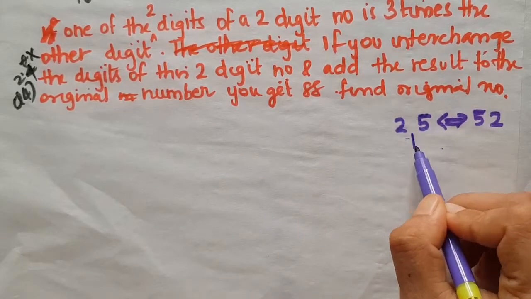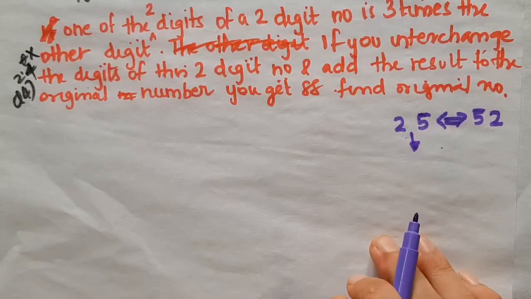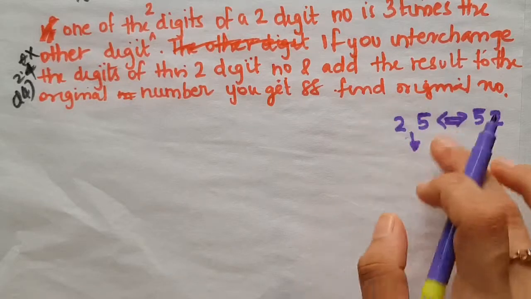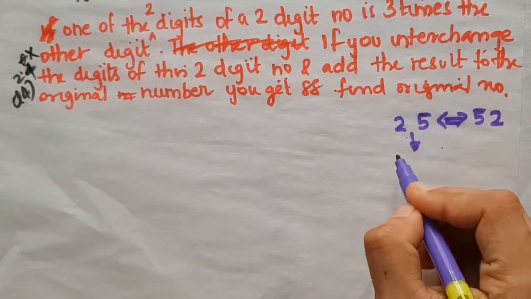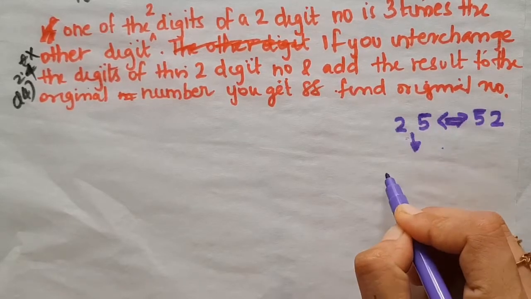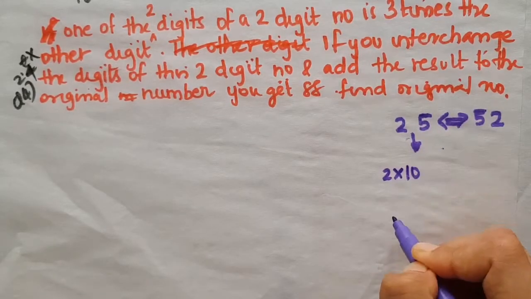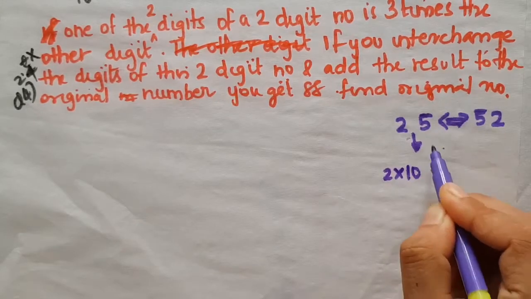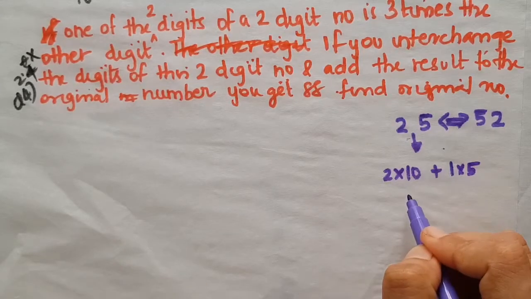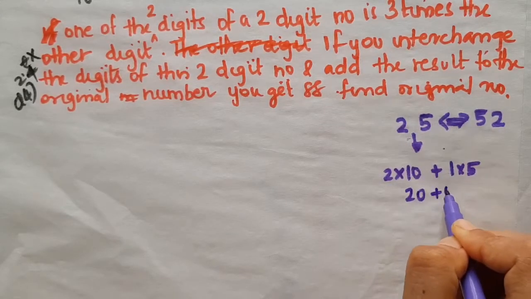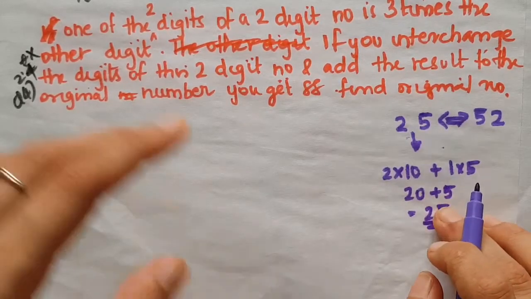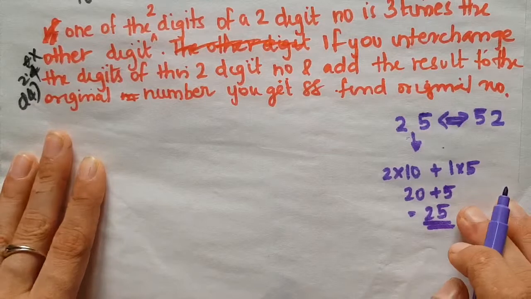Now how do we write this 25? We learned in our lower classes, like second or third standard, how we write 25. We write it as 2 in the tens place and 5 in the ones place. So we write 2 times 10 because it's in the tens place, plus 1 time 5 because it's in the ones place. So that is 20 plus 5 is equal to 25. This is what we're using to solve the question.